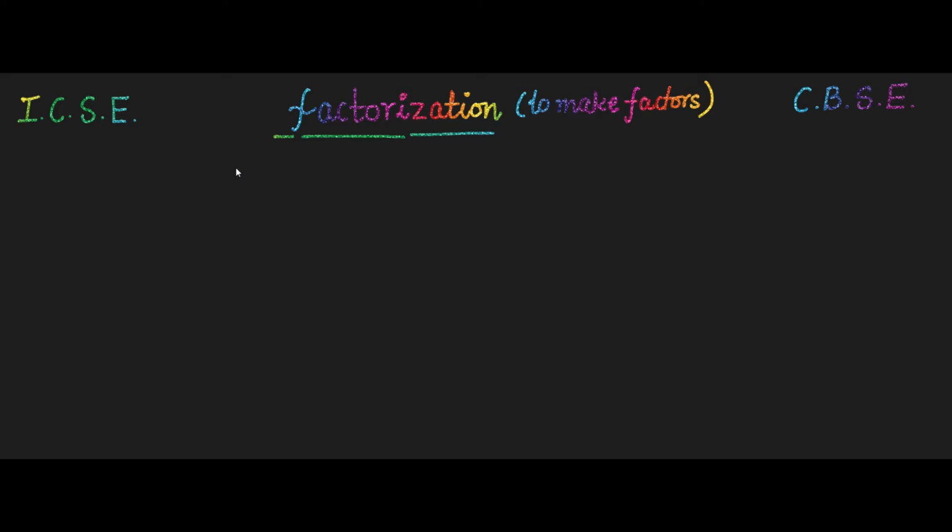So today we'll be starting with factorization, which is there in class 8th for both ICSE and CBSE students. What is factorization? Well, factorization is simply making factors. So for example, if you have an algebraic expression, let's say 4x. All of you know that 4 can be written as 2 into 2 into x. So basically the factors of 4x are 2, 2 and x.